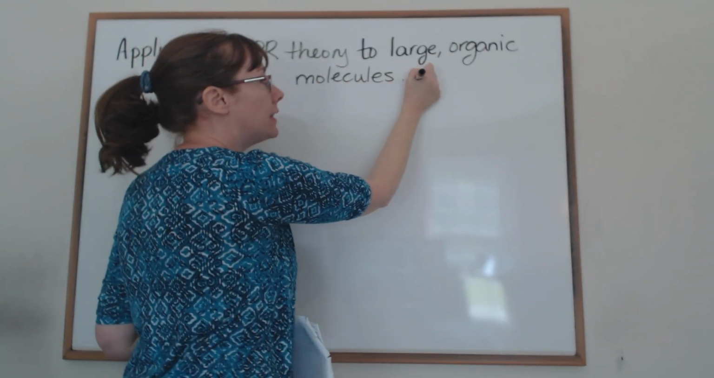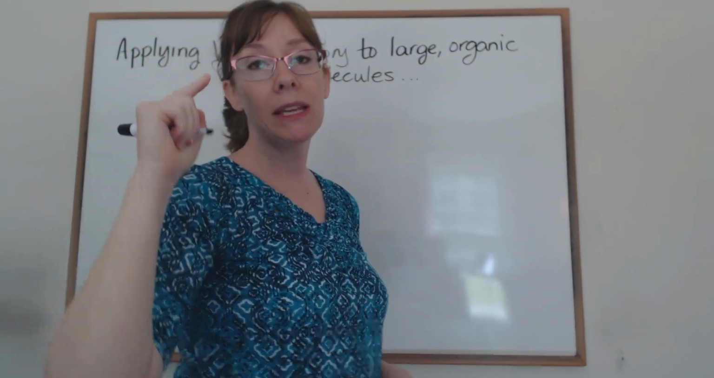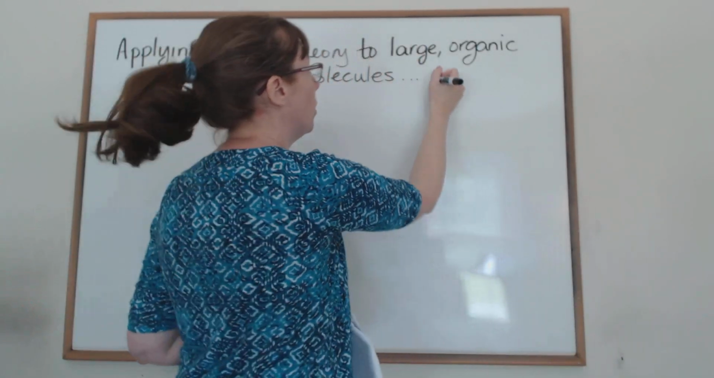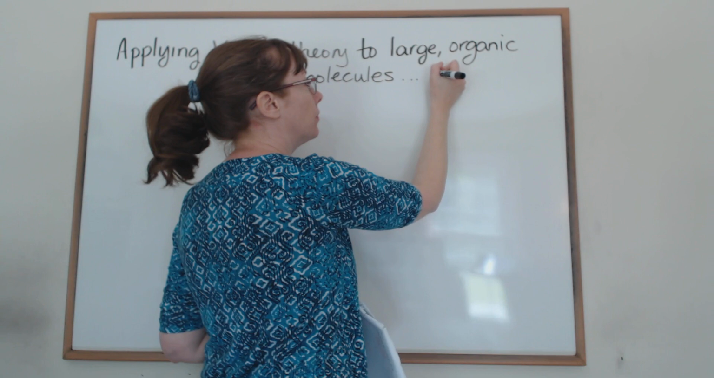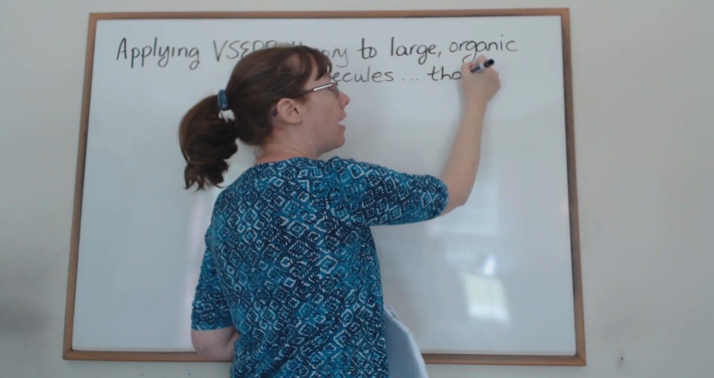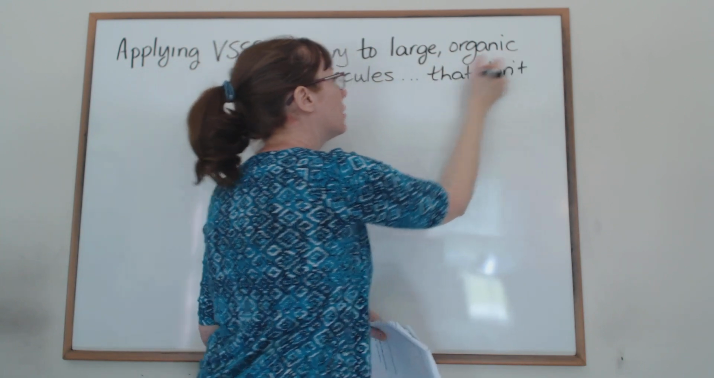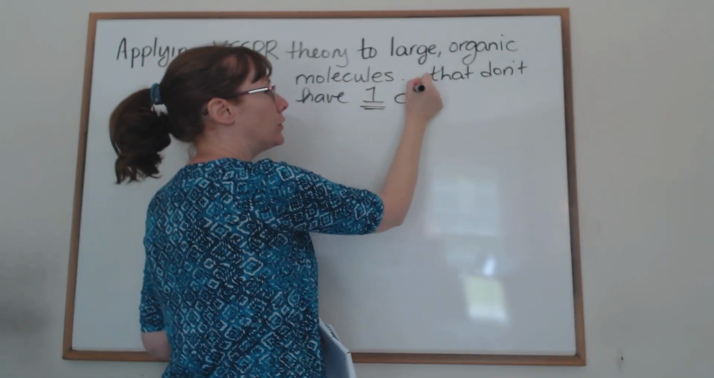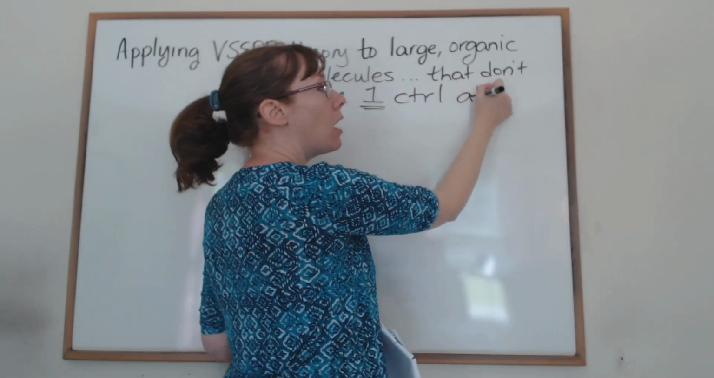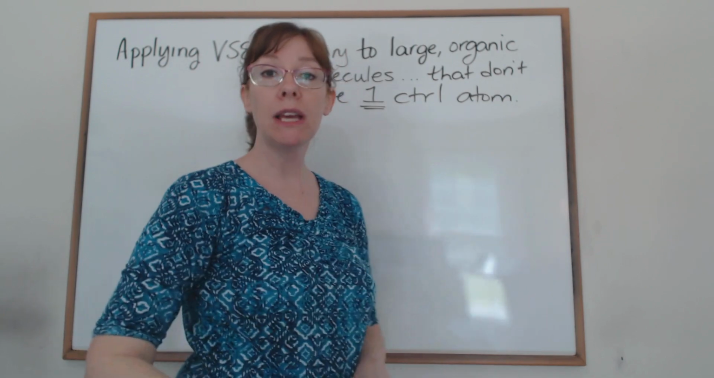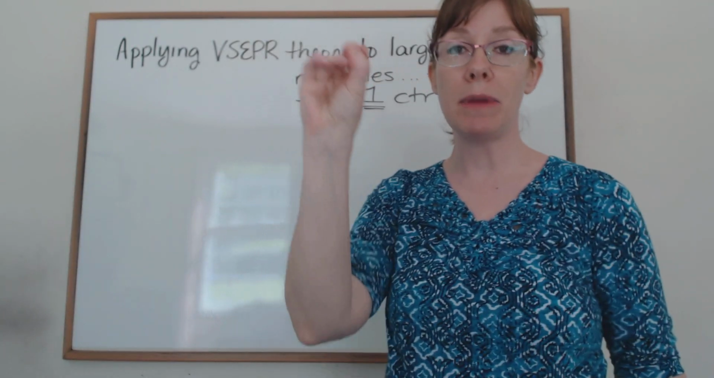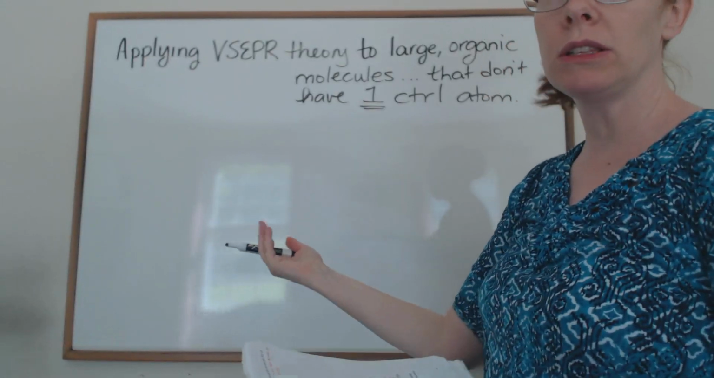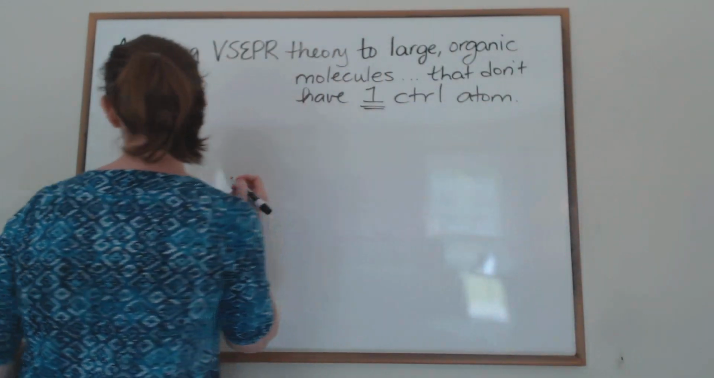The reason this is heading all into itself is because a large molecule will not have just one central atom. Remember, that's how you tackle VSEPR theory: you locate the central atom and you count the number of electron groups around it. So what happens if you have more than one? Let's look at an example.